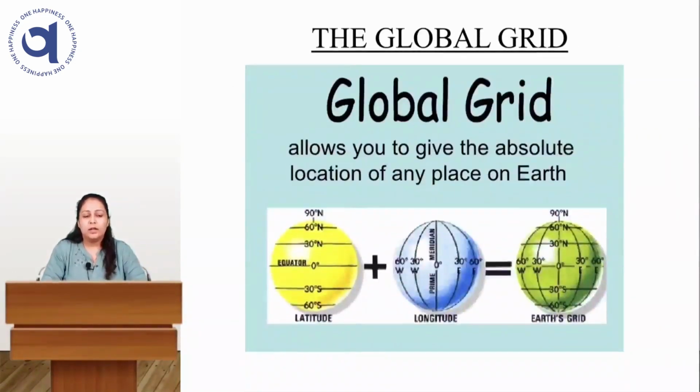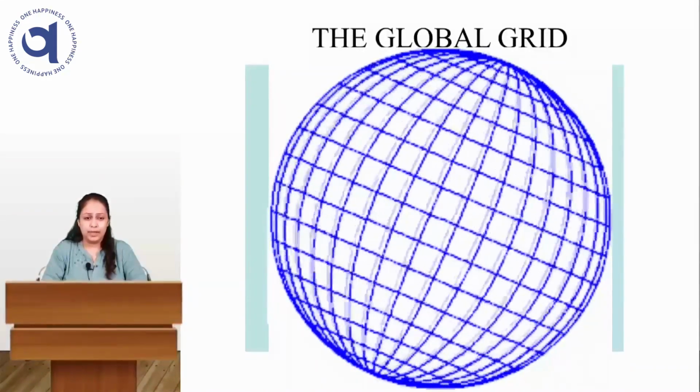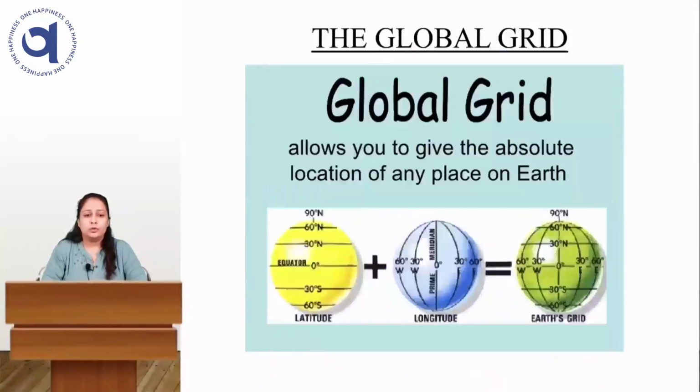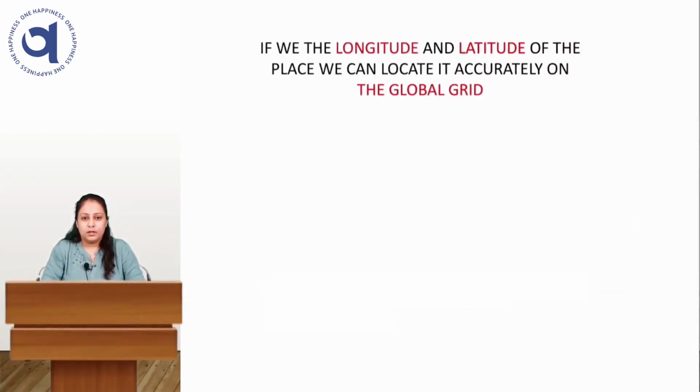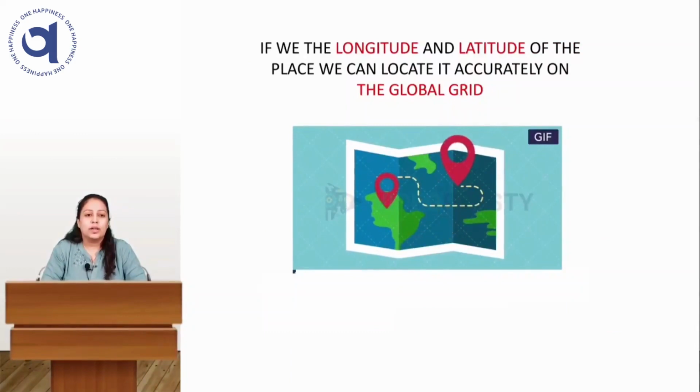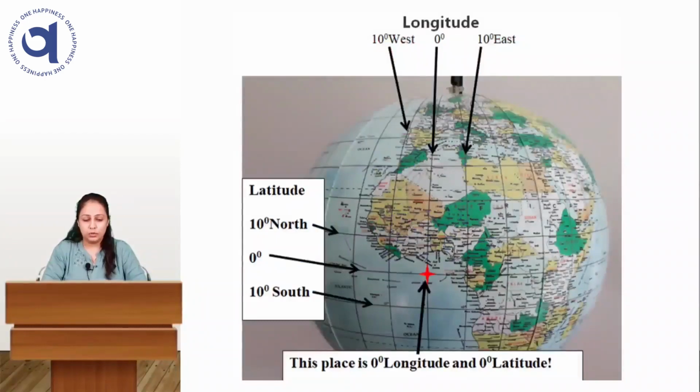Now what is the global grid? The global grid, as I told you, allows you to give the absolute location of any place on the earth. If you want to find any place on the earth, you should know its latitude and longitude, so that you will be able to find the exact, absolute location of that place. With the longitude and latitude of a place, we can locate it accurately on the globe. If you know the longitude and latitude of any place properly, then you can find that place on the global grid as well.